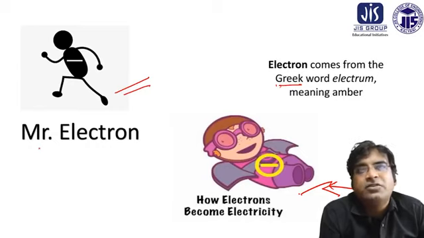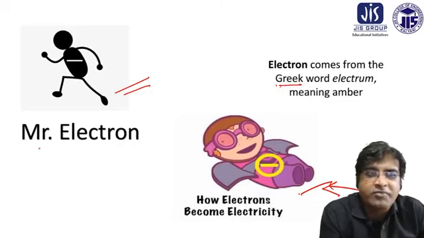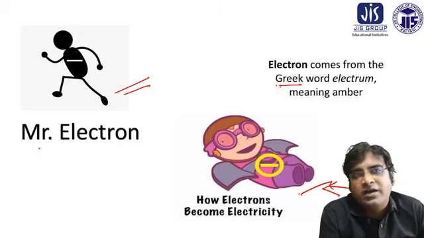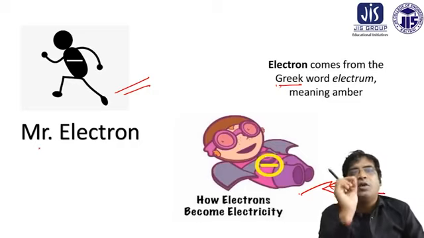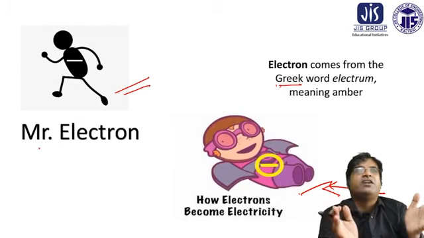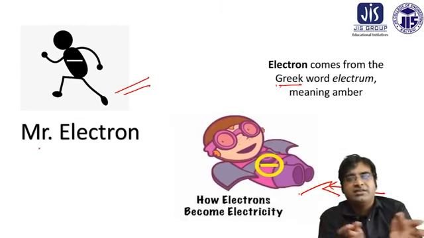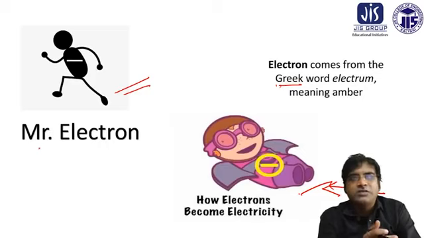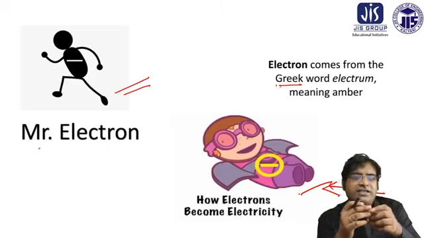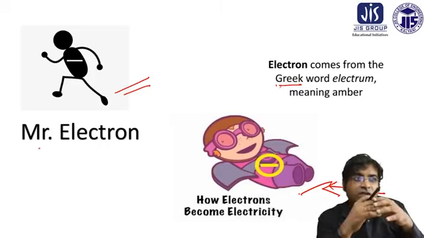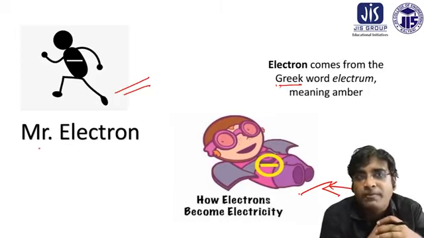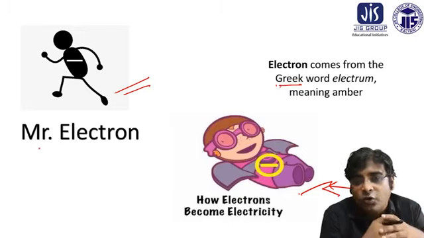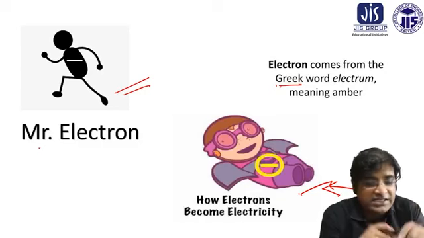And this electrum specifically means amber. Amber is small yellowish particles. I don't know why it is called a yellowish particle, I think it looks yellowish, like yellow or orange. For that reason we can say electron, amber, that is yellowish or orange things. But it is a Greek word, electrum, that this term is coming from.